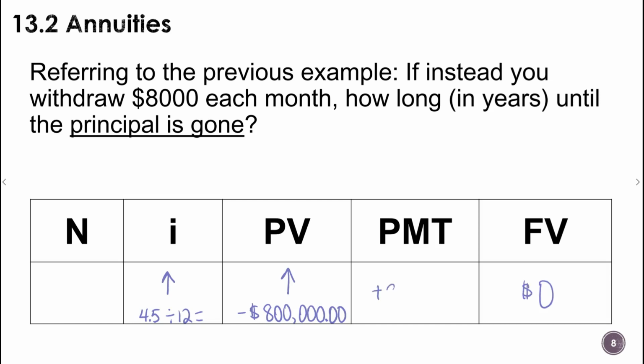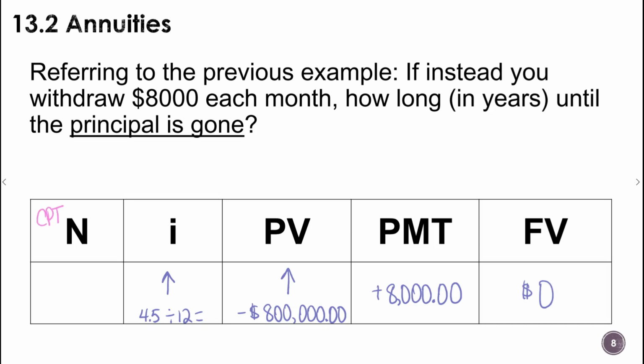Okay, so $8,000 is quite a bit larger than what we have been withdrawing. And so how long can we take out that much money? Because remember, it's only earning the $3,000 every month, and now we're going to take $8,000 out per month. So you can suspect that this is going to be quite a bit less time.